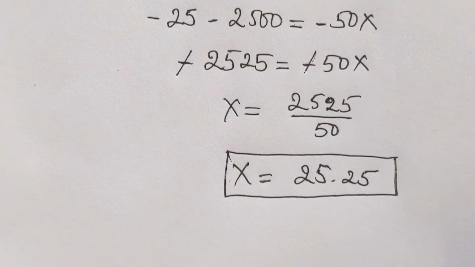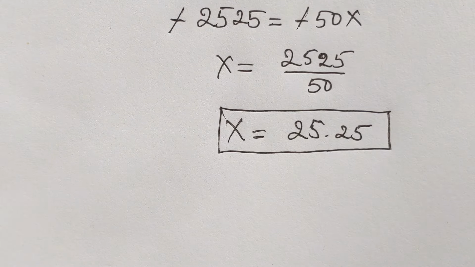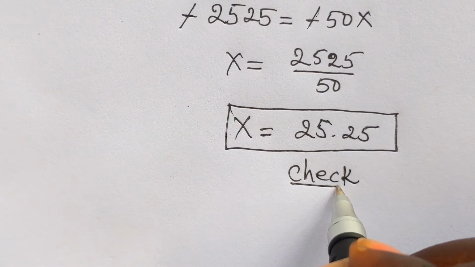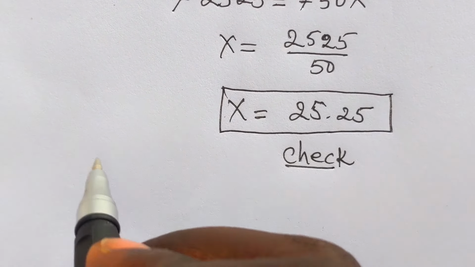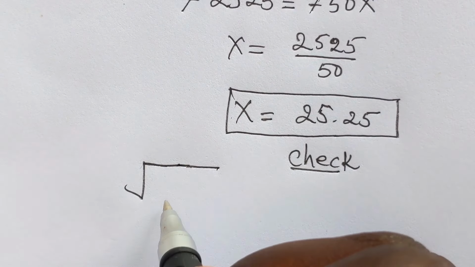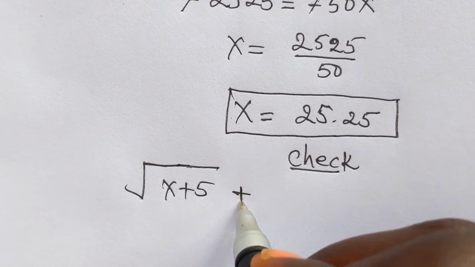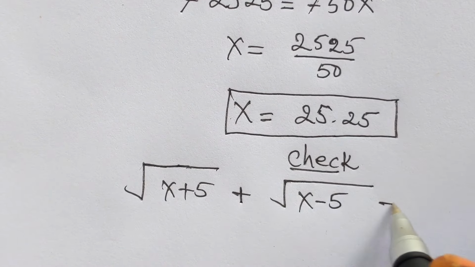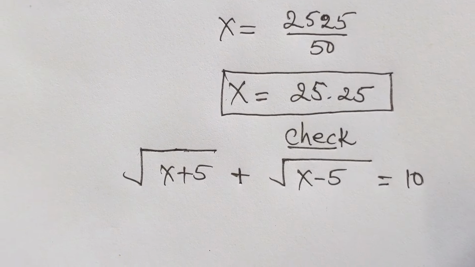But for this question, we can use multiple methods just for finding the value of x. Whichever you start with, you can get the same answer, and you always have to check if the answer you have got is correct, because we were given the question: square root of x plus 5 plus square root of x minus 5 equals 10.